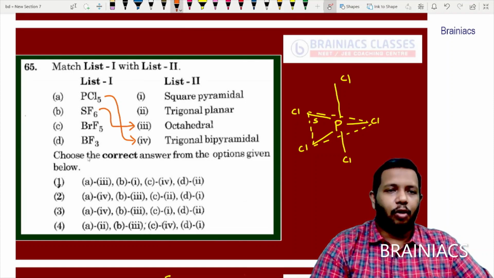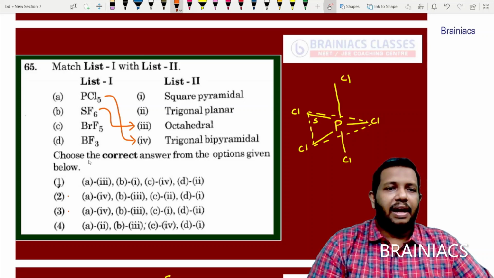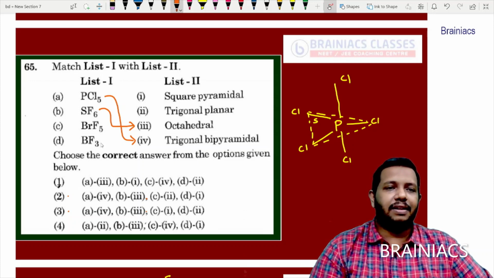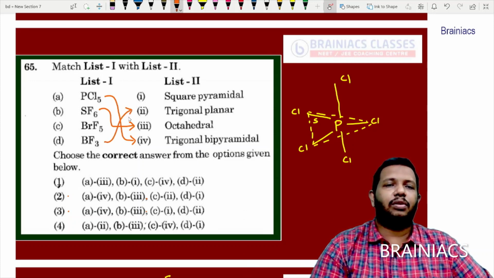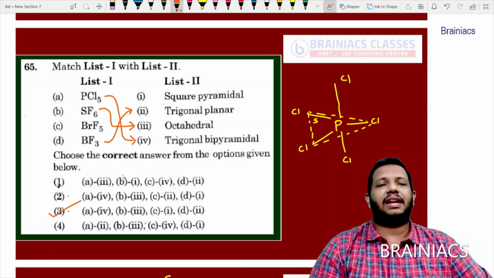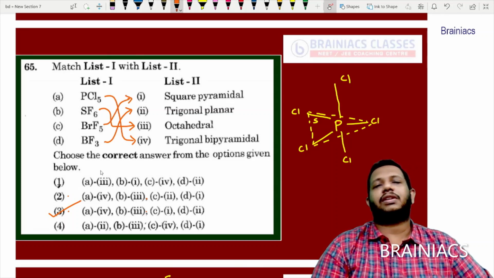So let's look at the options. A4 is present in 2, and SF6 is octahedral, that is also present in the same option. Now the next one, BrF5. BF3 we can easily say is trigonal planar. So we can say D is 2, D is 2 in option 3. So I can say the third one is the correct answer. And C, BrF5, has a square pyramidal structure.